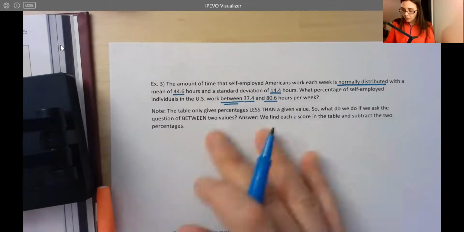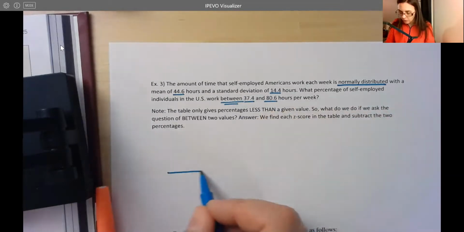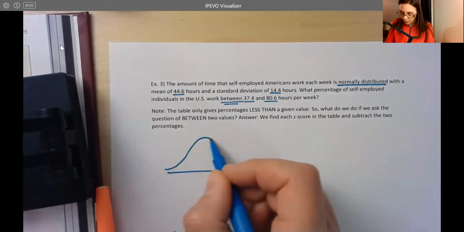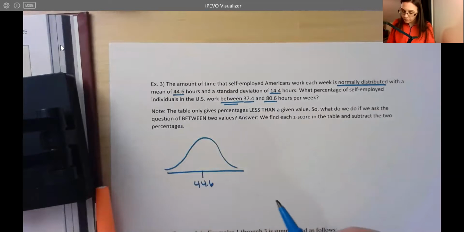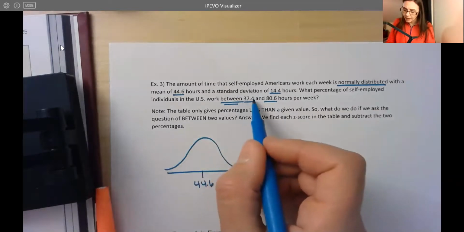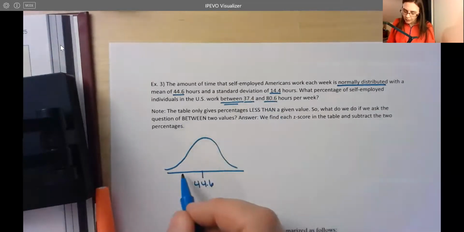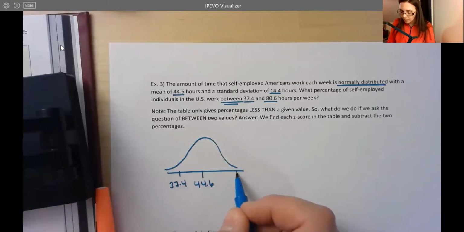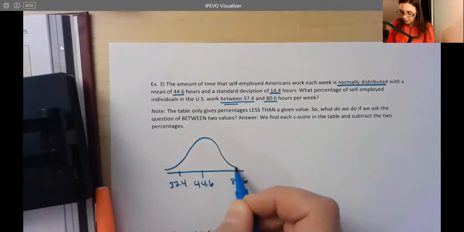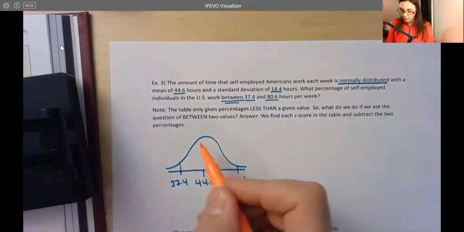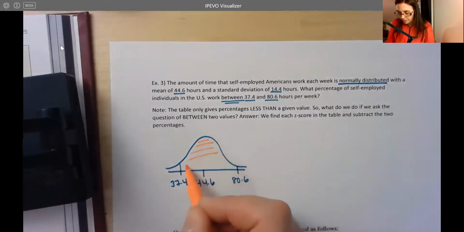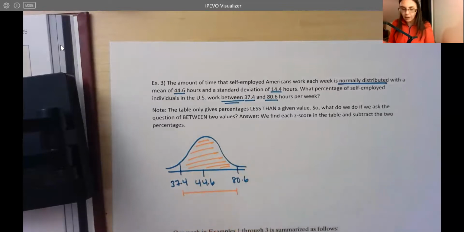Now, again, before I get into the table, I'm going to draw that picture. I know it's normal, so I'm going to have a bell shape. I know my mean is 44.6. This time I want values between 37.4 and 80.6. Now, 37.4 is smaller. 80.6 is bigger. It's going to be probably way over here. And this time we're looking for values in between. So I really want this area in here.